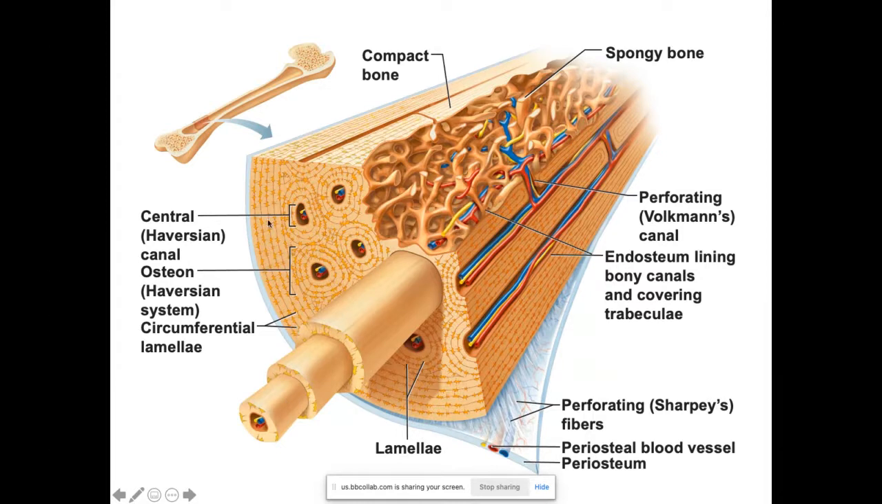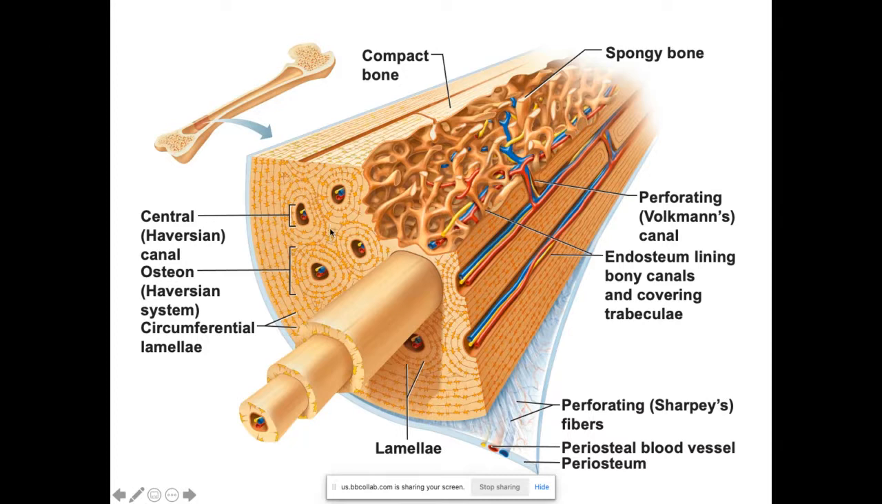This is a circumferential lamellae. Going around the entire outside is the circumferential lamellae. But these going around the actual osteon are called concentric lamellae. The lamellae that are in between the osteons, like here, that's called an interstitial lamellae. And interstitial lamellae are remnants of old osteons.